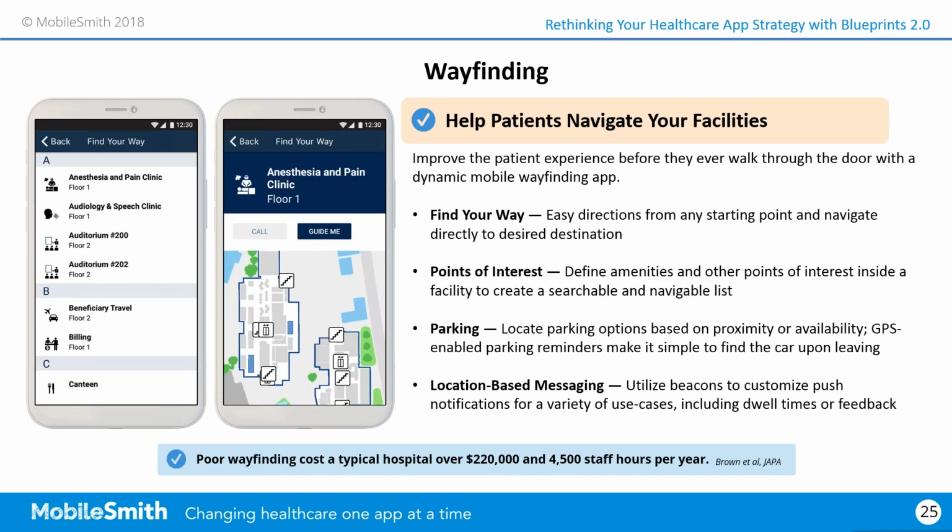Then we talk about the wayfinding, the GPS obviously built in, where you can get directions via your native platform, Apple Maps or Google Maps, to get to the facility. But what about when you get to the facility? Where do I park? What are the points of interest? Can I get some location-based messaging?